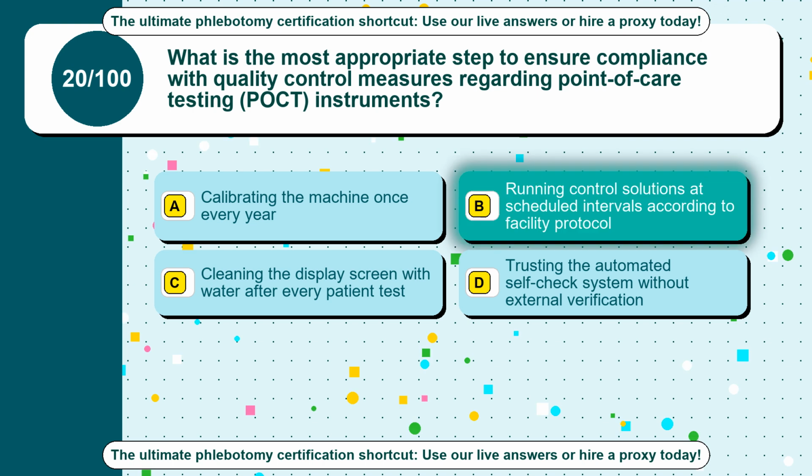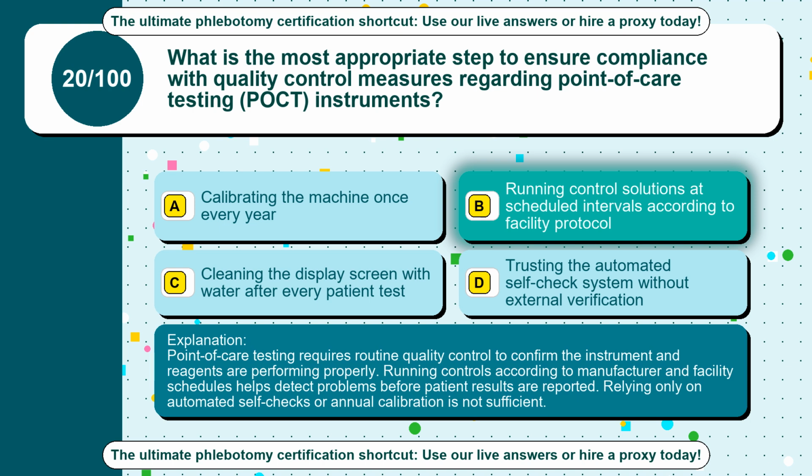The correct answer is option B, running control solutions at scheduled intervals according to facility protocol. Point-of-care testing requires routine quality control to confirm the instrument and reagents are performing properly. Running controls according to manufacturer and facility schedules helps detect problems before patient results are reported. Relying only on automated self-checks or annual calibration is not sufficient.